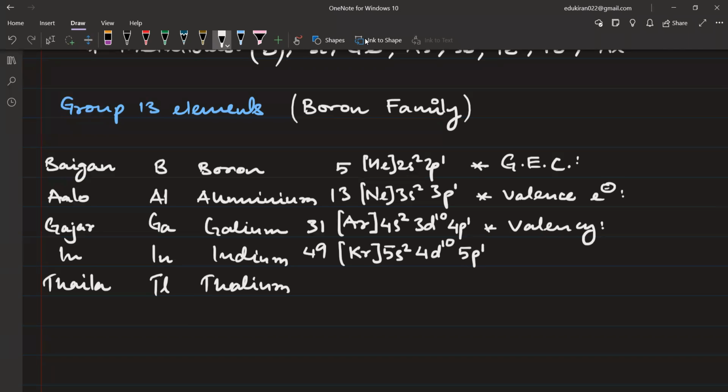Whenever we write the general electronic configuration, we are concerned about the outermost electronic configuration. Then after that, you will write 81, which will be xenon 6s2 4f14 5d10 6p1. The electronic configuration is ns2 np1. The valence electron count is 2 plus 1, 3. So valency here also will be equal to 3.